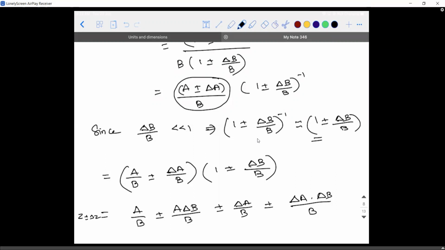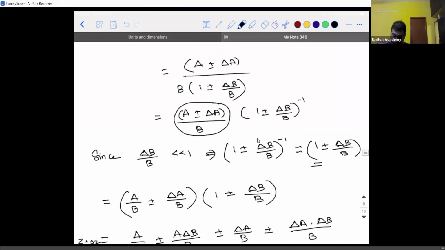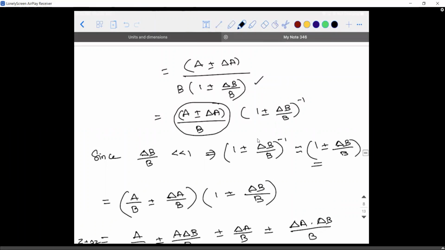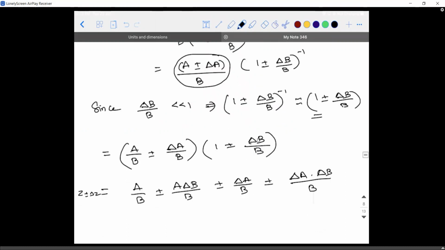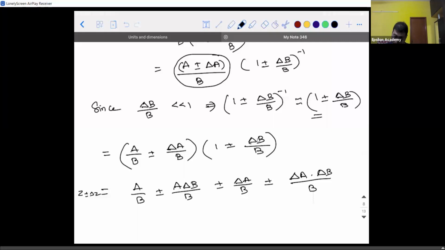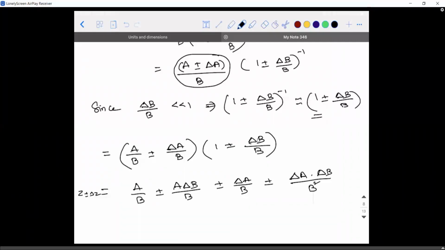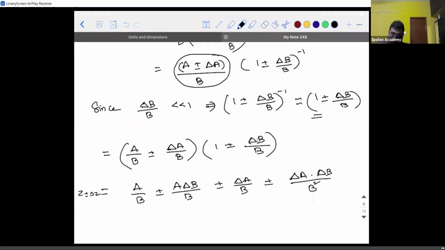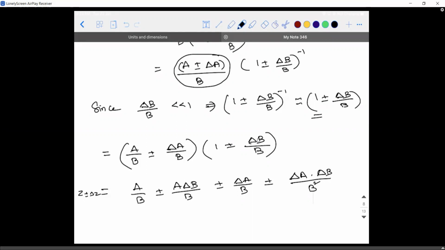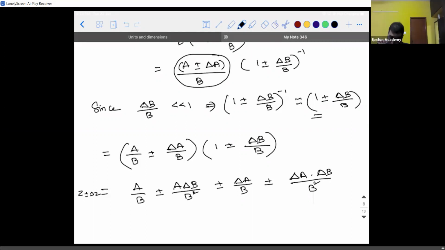Sir, why isn't there a b square in the second term? Where? Here. Sir, in the last step, when a upon b is multiplied by plus or minus delta b upon b, it is b square. Sir, even in the second term, a delta b upon b, it should be b square, right? Yes, sir. That's it.